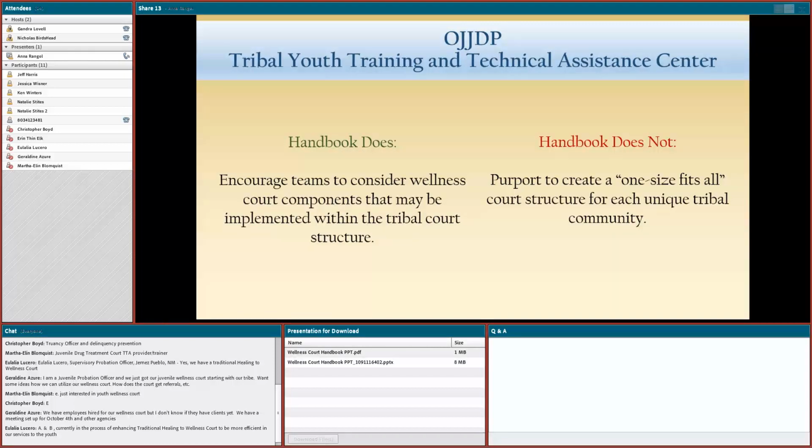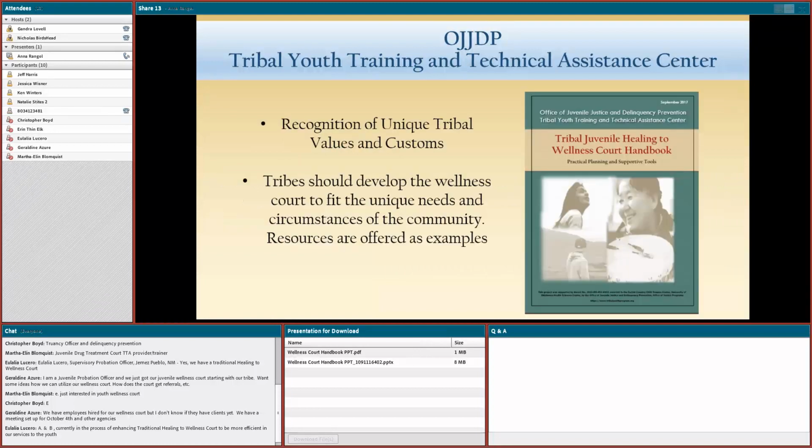And you'll see on the next slide, it basically reiterates what Anna just said, that we want you to recognize the unique tribal values and customs that are in your community, in your area, within your nation, and we want it to fit those needs, because that's going to be one of the determining factors of success in your Healing to Wellness court, because we want it to be authentic to you.